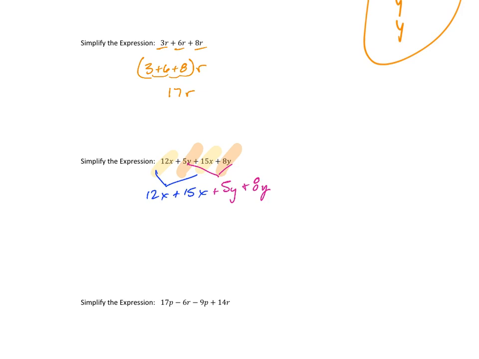Okay, so now I'm going to look at this, and this gives me 12 plus 15, that's 27x. And then this is 5 plus 8, which is 13y. And I have to know when to stop, okay? So this is where you stop. You would be incorrect if you gave yourself an answer of 40xy. That is not the answer. You have to know when to stop.